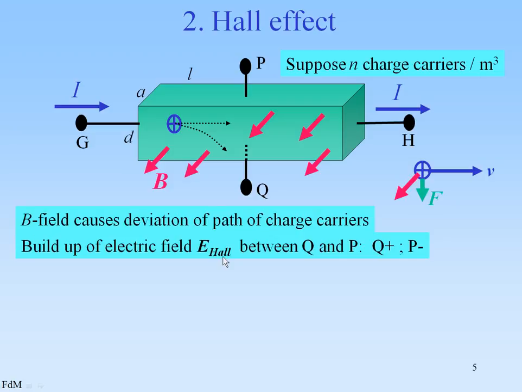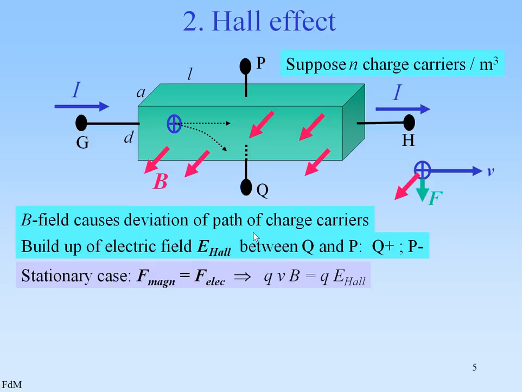a build-up of an electrical field between Q and P. Here is Q and P. Q is positive and P will be negative. And in the stationary case, there will be enough electrical field to compensate for the magnetic force, and this means that q times v times B for the magnetic force has to be equal to q times E Hall.